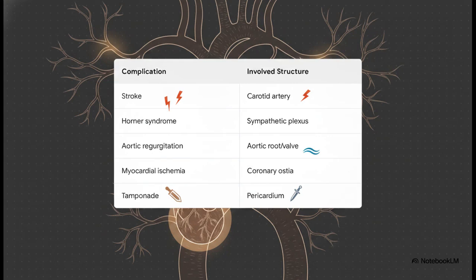Now, what's incredibly high yield here is how the branching anatomy literally dictates the clinical complication in your test vignette. It's like a map. If the dissection shears off the carotid artery, the patient develops a stroke. If it extends proximally down to the aortic root and valve, you're going to see sudden hypotension and pulmonary edema from acute aortic regurgitation. And what if it hits the pericardium? That's a life-threatening tamponade. Trust the anatomy. It'll hand you the diagnosis right there.